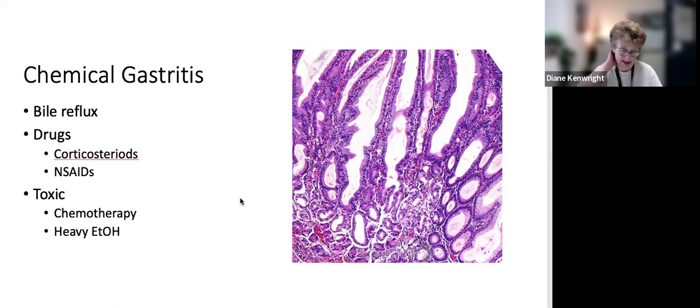And we can see damage. Generally, it's diagnosed because people come in because they have gastritis symptoms. It's not helped by omeprazole because it's not due to acid. And so they get it diagnosed on endoscopy. It does not usually progress to cancer.